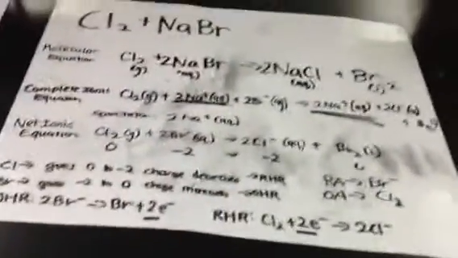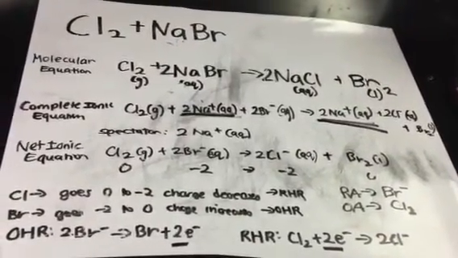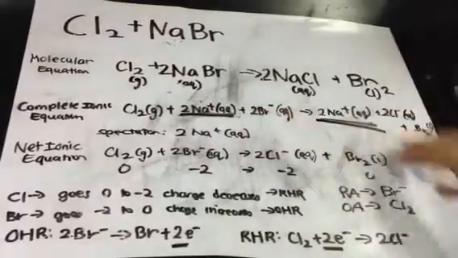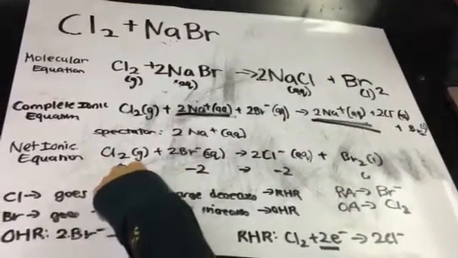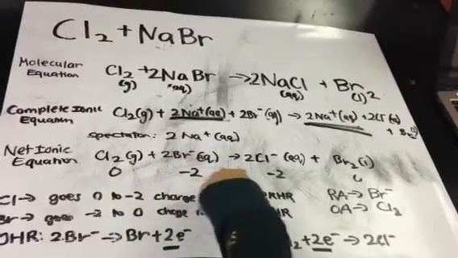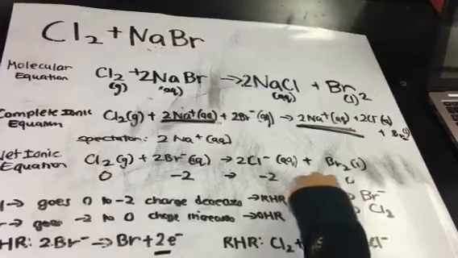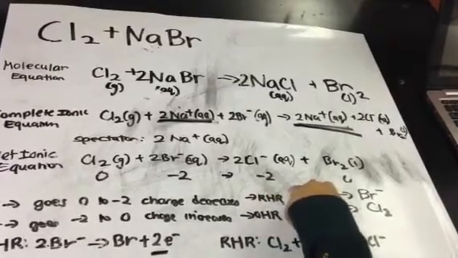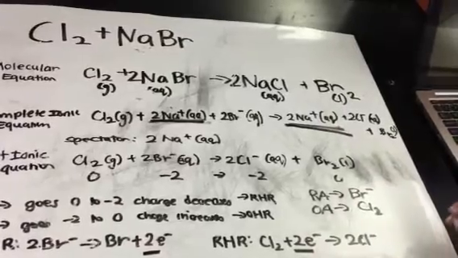Now, to find the oxidation half reaction and the reduction half reaction, we must look at the individual charges of the elements in the equation. Since Cl2 is a gas, it means that it has a charge of 0. 2Br minus is aqueous, so that means it has a charge of -2. 2Cl minus is aqueous, so that means it has a charge of -2 as well. And Br2 is a liquid, meaning that it has a charge of 0.